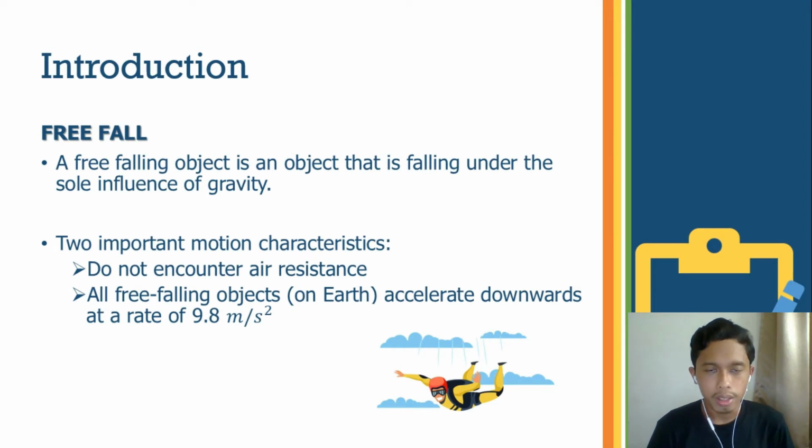Move to the introduction. Free fall. Okay, what is a free fall? A free falling object is an object that is falling under the sole influence of gravity. Any object that is being acted upon only by the force of gravity is said to be in a state of free fall. There are two important motion characteristics that are true of free falling objects. The first one is a free falling object does not encounter air resistance, and the second one, all free falling objects on Earth accelerate downwards at a rate of 9.8 meter per second square.